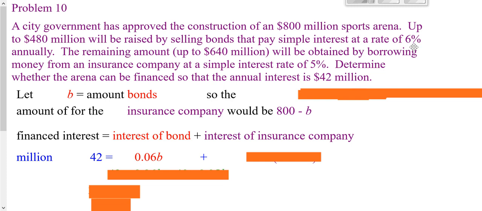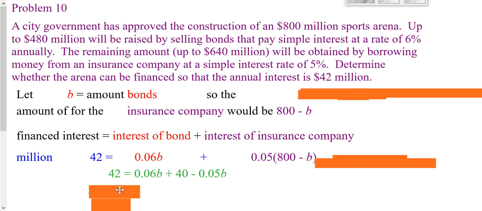0.06. It's 6%, but remember you have to change it into a decimal by moving your decimal point 2 spots. So it's 0.06 times your bonds. The interest you're paying the insurance company would also be your interest rate as a decimal, so 0.05 times what you're putting in, and so it's 0.05 times that 800 minus B. So now we can go ahead and distribute through to solve this.